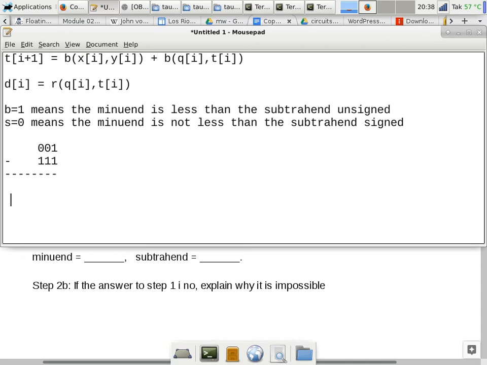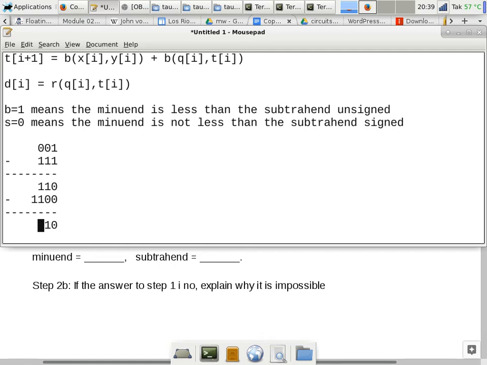So I'm going to do the full subtraction method and figure out the answer to this one. 1 minus 1 is a 0. 0 minus 0 is a 0. Neither gives me any borrow, so the borrow here is going to be a 0. 0 minus 1 is a 1 with a borrow, so this borrow is going to be set. 1 minus 0 is a 1. 0 minus 1 is a 1 with a borrow. This becomes the overall borrow of the subtraction.